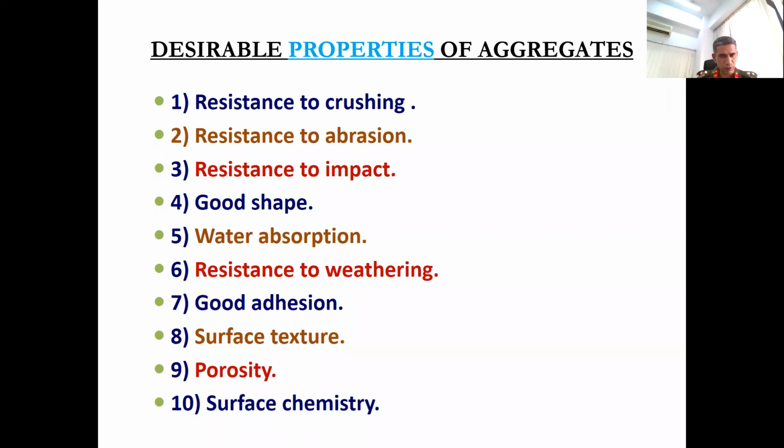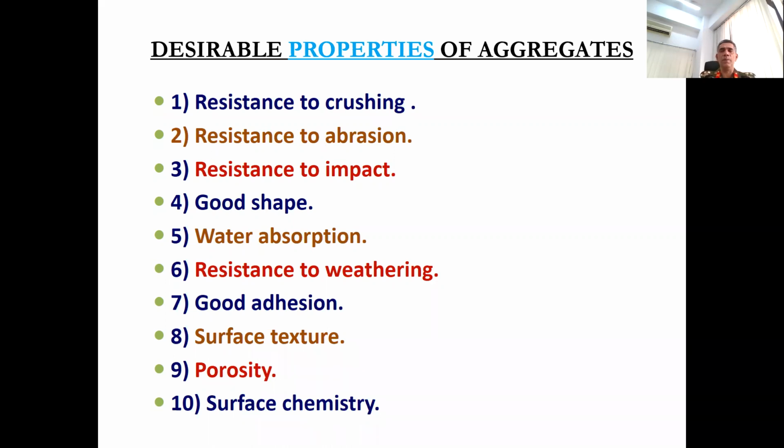And aggregate is also used in the runway. You will see that the runway is made of concrete. So whatever aggregates are used in the concrete will be subjected to crushing load, then it will be subjected to abrasion, especially the aggregates which are used in the road, in the pavement, and those will be subjected to abrasion.